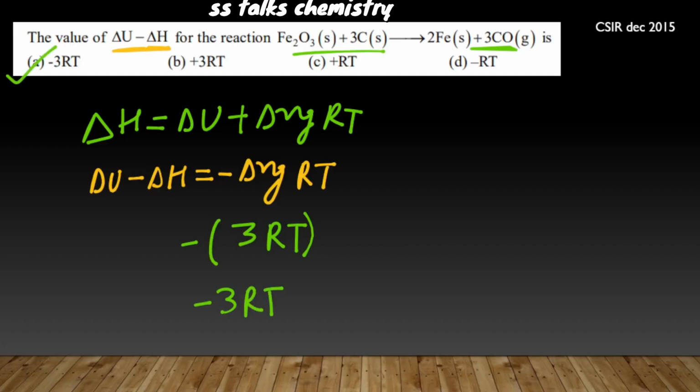So you can see the plus term is also given to us. If I had not read the statement carefully, I would have thought that previously also it was delta H minus delta U only that was asked. Then I would mark plus 3RT, and that will give me a negative marking. So it is delta U minus delta H that is asked. So the negative sign plays a very important role in this case.